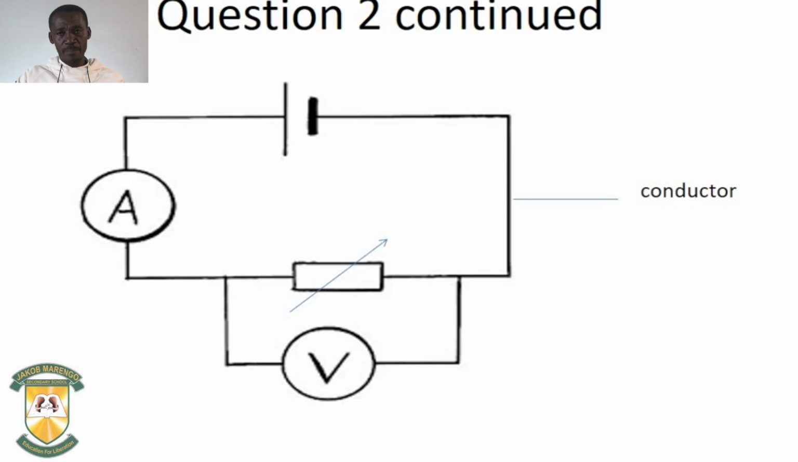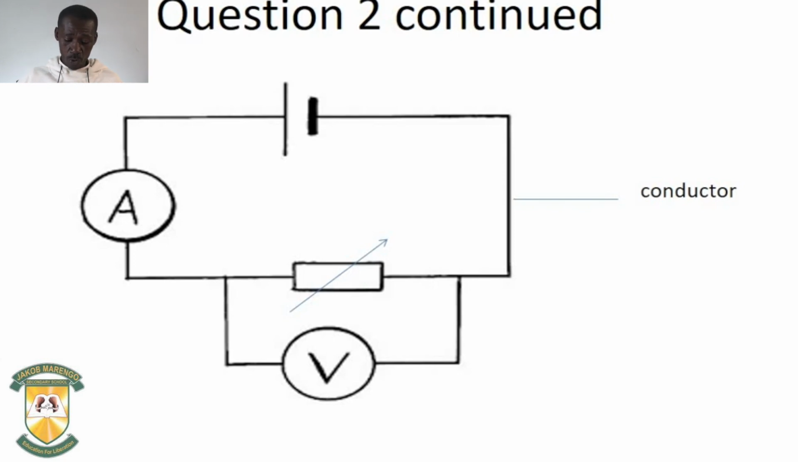The main problem I realized is that many struggled to indicate where the voltmeter is supposed to be. When it comes to connection of electrical appliances, you are going to see that our ammeter is supposed to be connected in series, whilst you connect a voltmeter across.